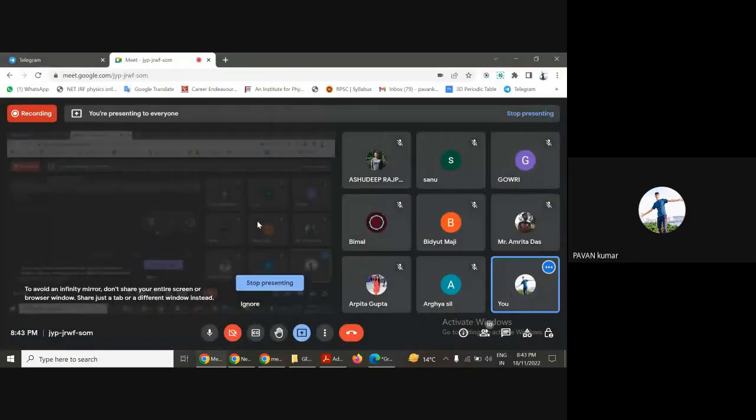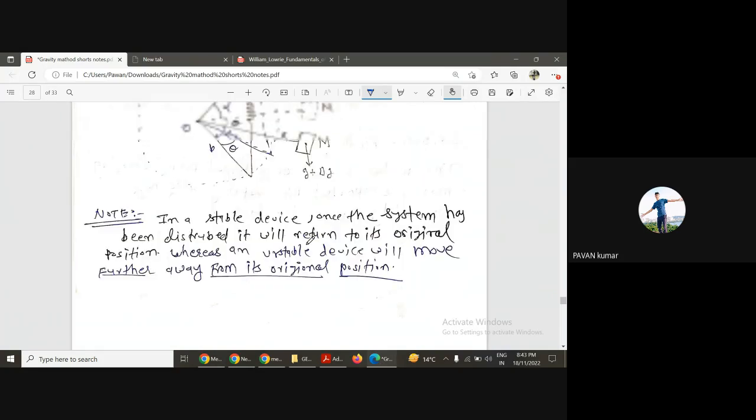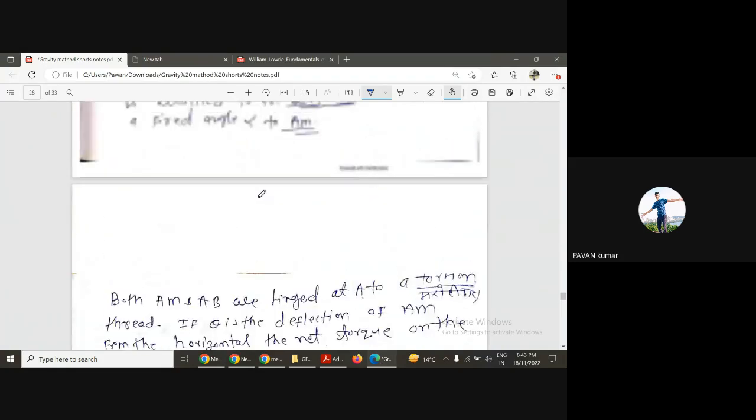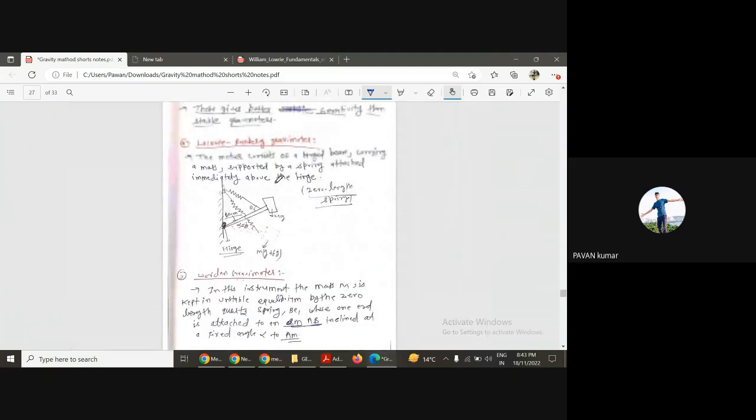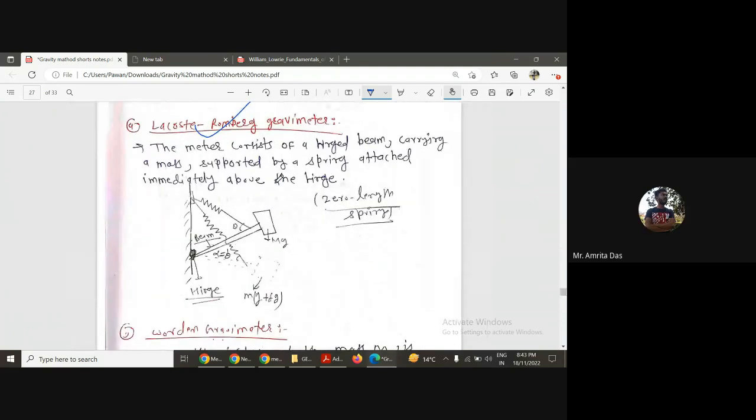Anyone? Pawan, which gravimeter is more sensitive, Lacoste or Worden? In both Lacoste and Worden, ये Lacoste more sensitive. Acha, and you mentioned some advantages of using Worden. Can you repeat it? What are the advantages?